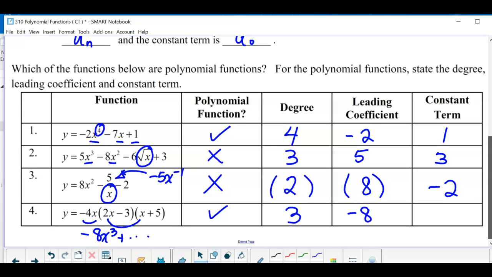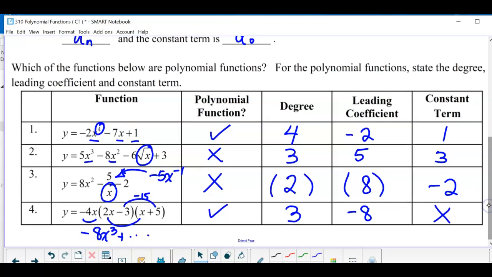Constant term, you don't have to expand everything out. Take a look here. So the last terms here would be negative 15, and it would have to multiply by negative 4x. So there actually is no constant term in that. Okay.